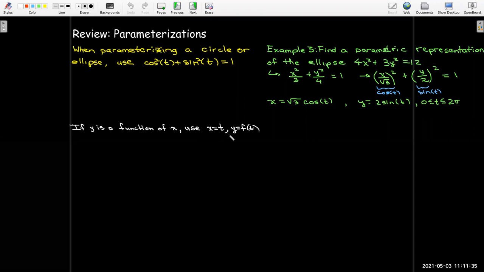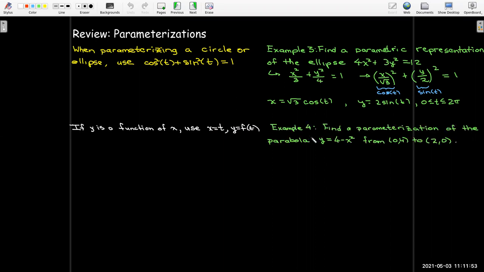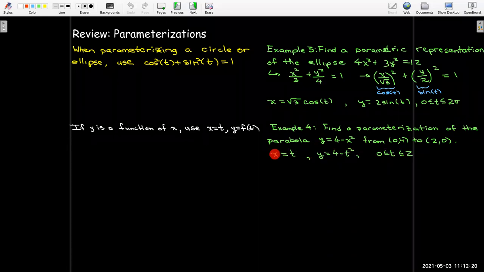If y is a function of x, in other words y is dependent on x and x is the independent variable, we'll let the independent variable be the parameter, and then use the formula for f to find the parametric equation for y. So for example, if I have y equals 4 minus x squared, here x is the independent variable. I've solved for y, and I'm going from the point (0, 4) on the y-axis to (2, 0) on the x-axis. So again, our independent variable x becomes the parameter t. And then I just use this formula now with my parameter. And how do I know the values? Well, I look at my points here, and the x values start at 0, they go to 2. So t goes from 0 to 2.